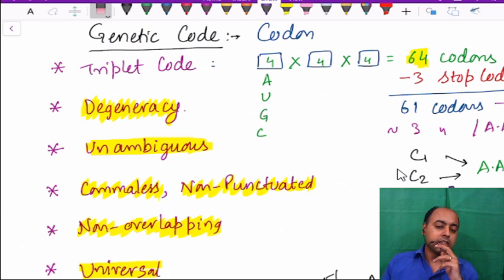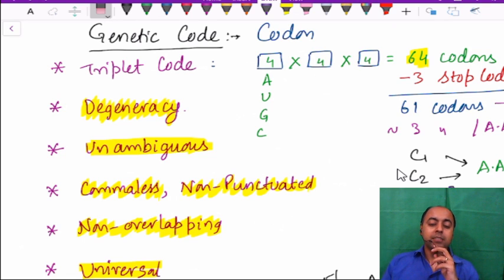Remember the 6 properties of the genetic code. The genetic code is a triplet code. It shows degeneracy. It is unambiguous. It is commaless or non-punctuated. It is non-overlapping, and it is universal. These are the 6 properties of the genetic code.